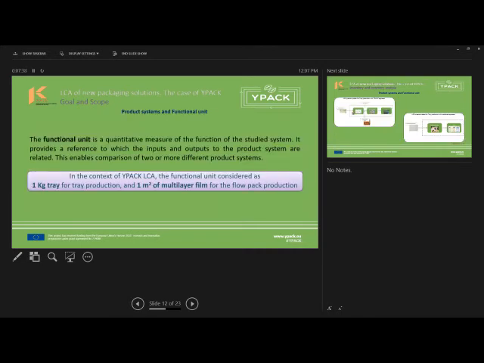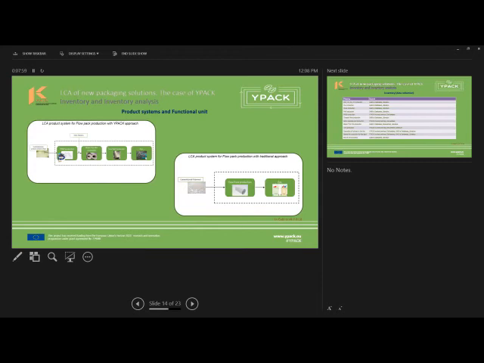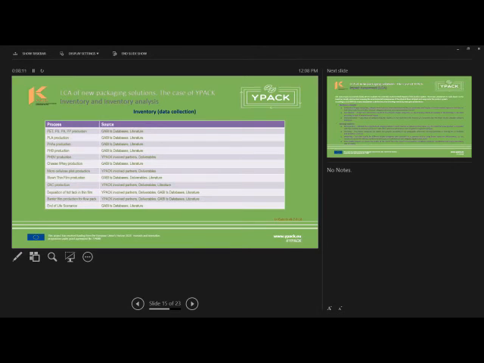The functional unit for the trays was set to 1 kilo of trays, and for films, 1 square meter of films. And here we can see the product systems for the produced trays. On the left, we see the YPACK approach, and on the right, the traditional approach. And the same for the films. The YPACK approach on the left and the traditional approach on the right. And for inventory analysis, we collect our data from the involved partners of YPACK, the literature and the databases of GaBi.